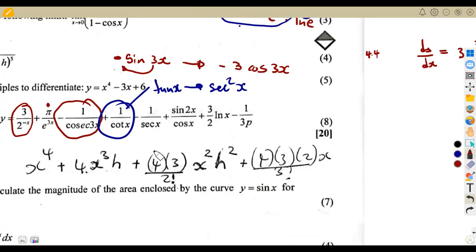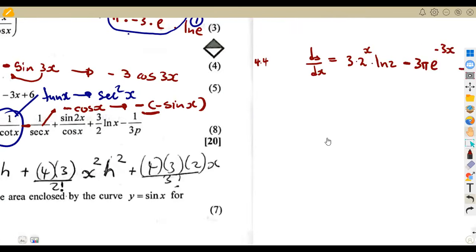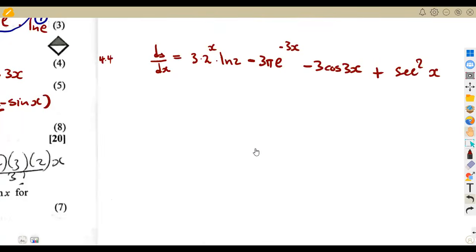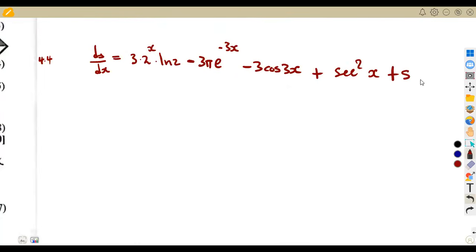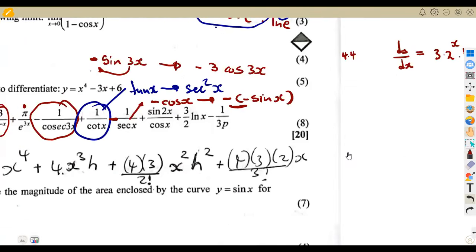All right, then we also have another one, negative 1 over sec, okay? What is 1 over sec? We know that 1 over cos gives us a sec. So 1 over sec gives us a cos. So this was supposed to give us minus cos x. But what is the derivative of cos x? The derivative of cos x is minus sine x. So it's going to be minus minus sine x, which is going to be a positive sine x. So the derivative of this whole part was going to be a positive sine x, all right? Then let's move on to the other one.